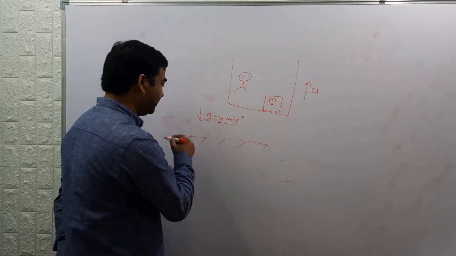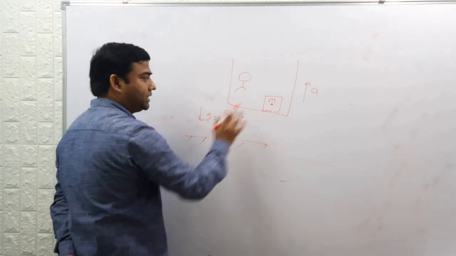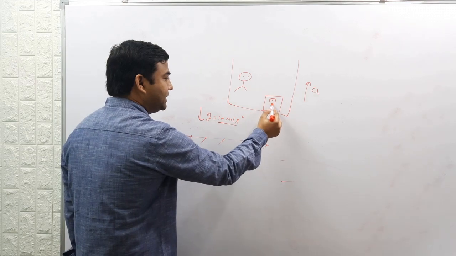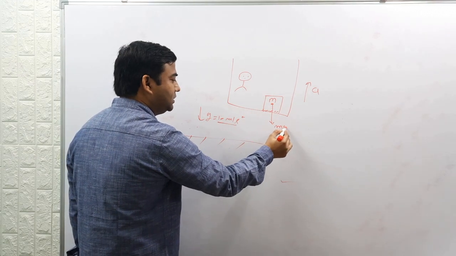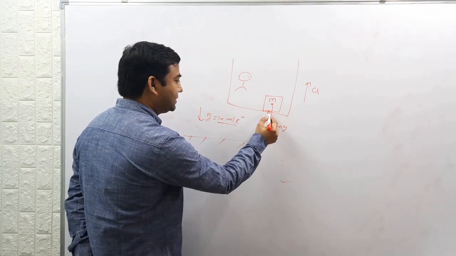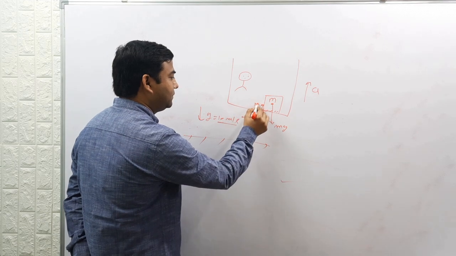When we are sitting on this reference frame, that is on the ground, from the ground we see this object and say that this object is experiencing a gravitational force mg, and this object is experiencing a reaction force N.